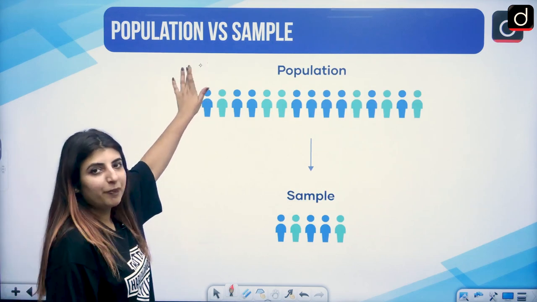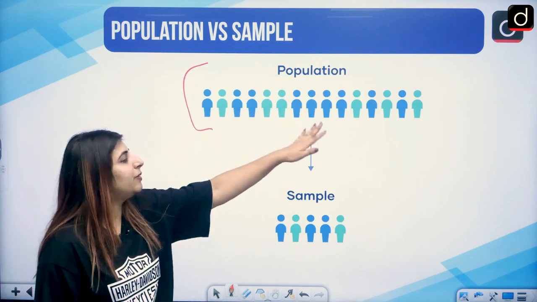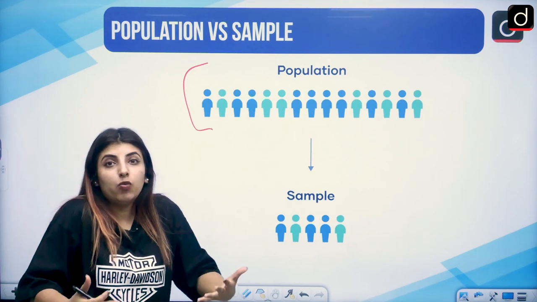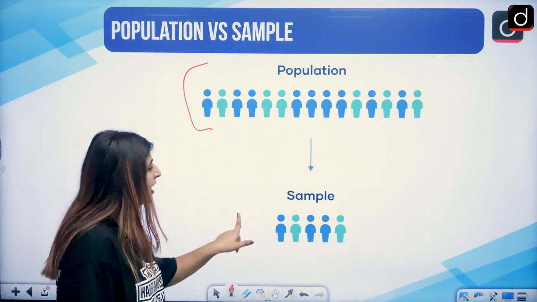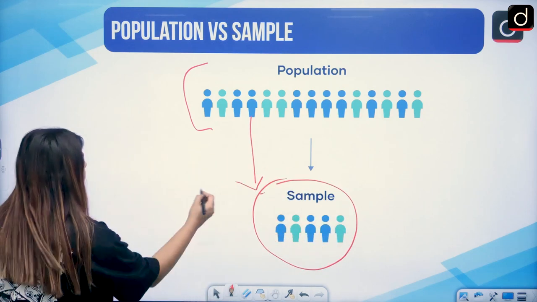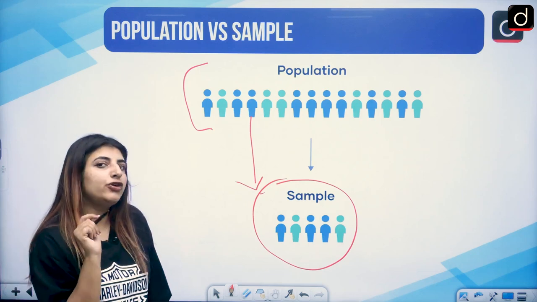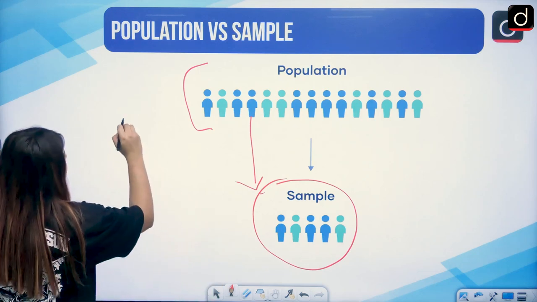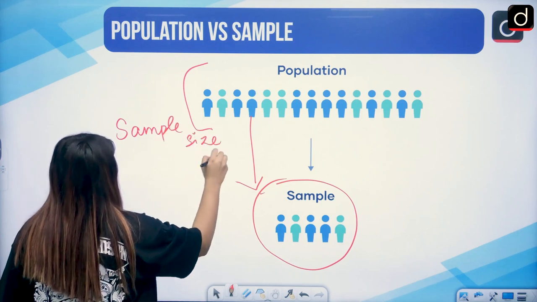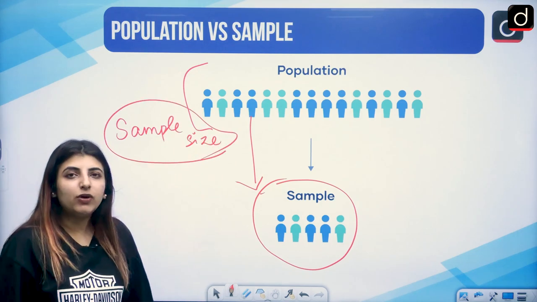So this is the population that I was telling you all about, which consists of any and every member with similar traits, if I want to choose any population. The sample will be a subset of the population, hence it will be smaller. Now one thing that I want you all to keep in mind is that the sample size also matters. Why do I say that it matters?